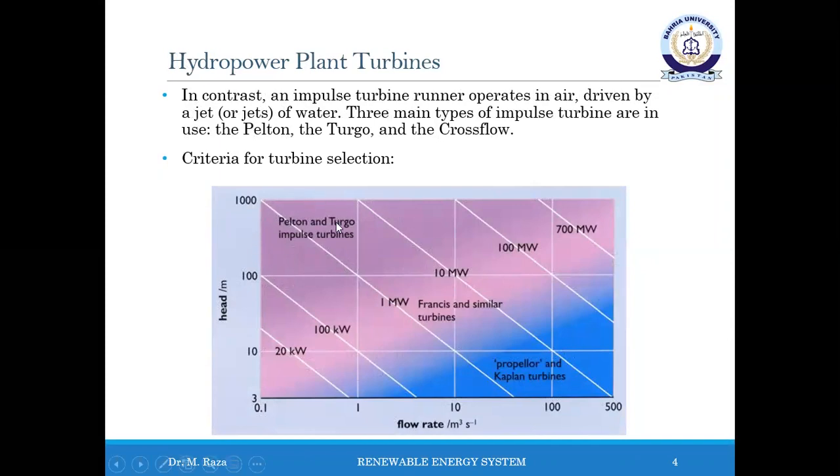On the other hand, when flow rate of water is high and the head height is low, then propeller-based turbines, that is Kaplan turbines, are suitable, that is the area highlighted by the blue color. And in between these two ranges, Francis turbines are used, that is the area presented by the pink color.